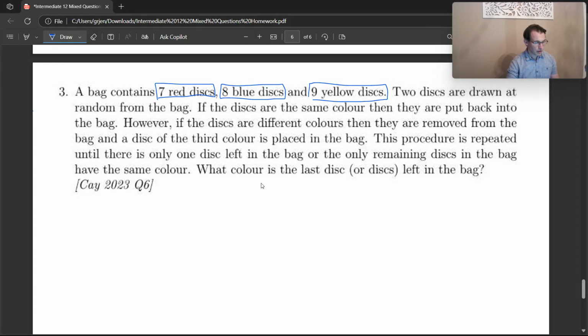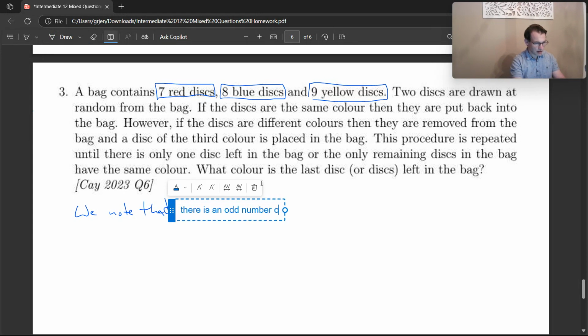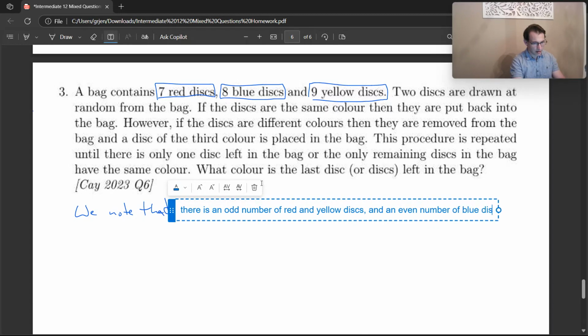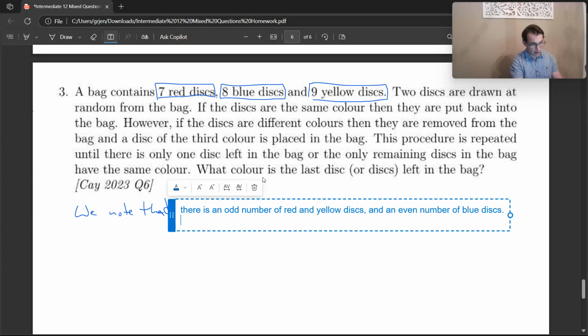So we note that there is an odd number. I can just type here faster. Okay, so that's just like a first, just notice those numbers. There's 7, 8, and 9. It's two odd, one even. Okay.